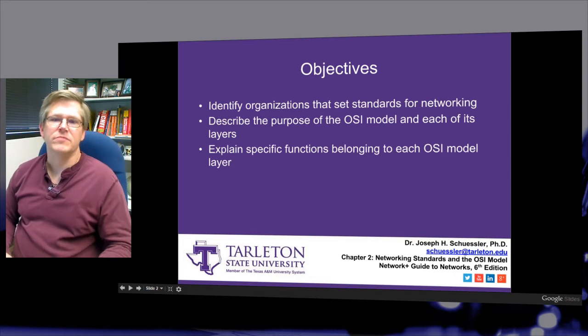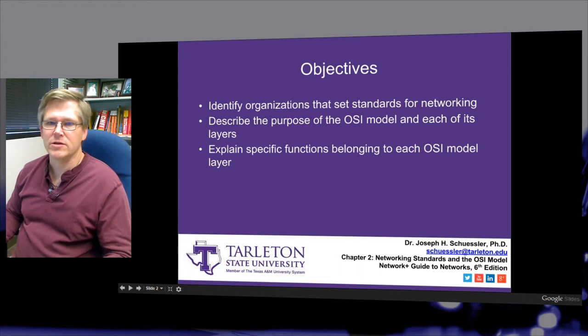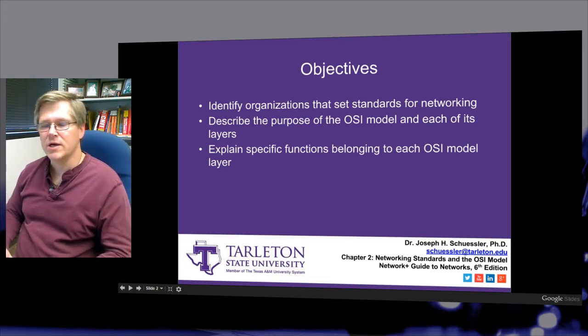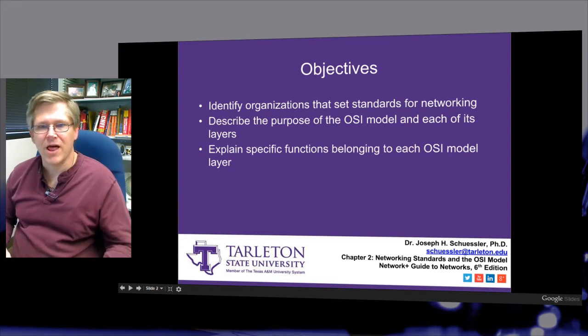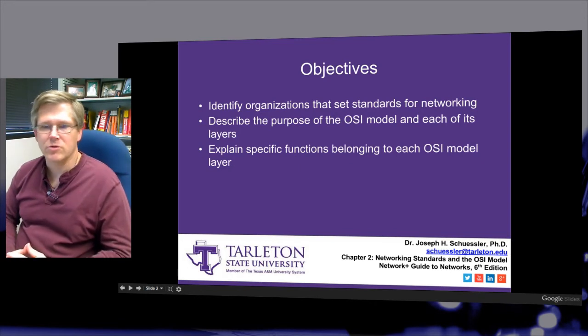We'll describe the purpose of the OSI model and each of its layers. It's a 7-layer model that is really kind of a de facto standard in the networking field. It's really more conceptual in nature. There are more applied models, but it is really kind of the grandfather, if you will, of networking models. And so that's the one that the book really follows along pretty closely.